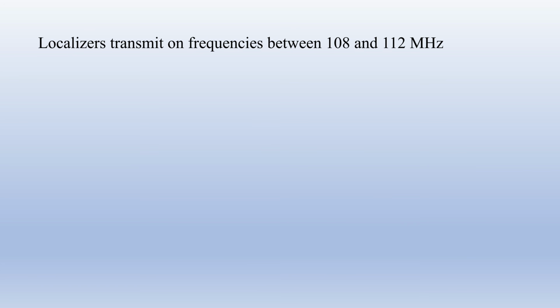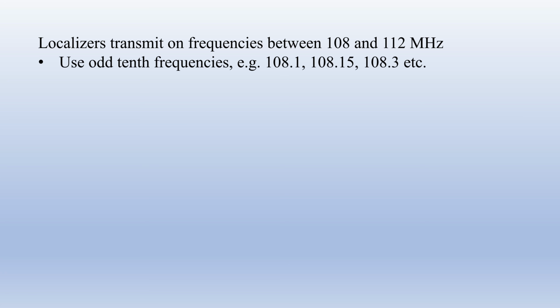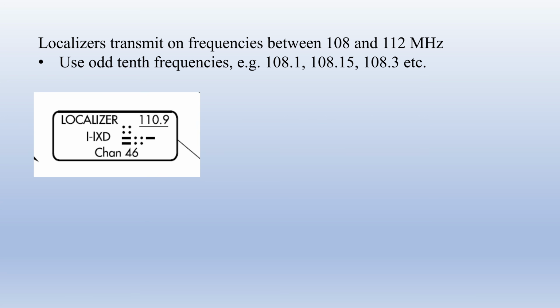Localizers transmit on frequencies between 108 and 112 megahertz, which is the same as the lower end of the VOR frequency range. Because of this, frequencies with odd 10th decimal places like 108.1, 108.15, 108.3, and so on are reserved for localizer transmitters. Localizers also broadcast an ID signal like VORs that you can use to make sure you have the right station tuned in. All localizer identifiers will be 4 letters and start with the letter I.